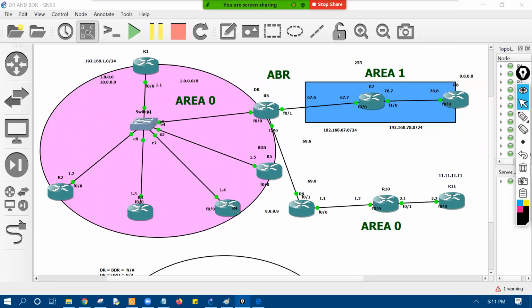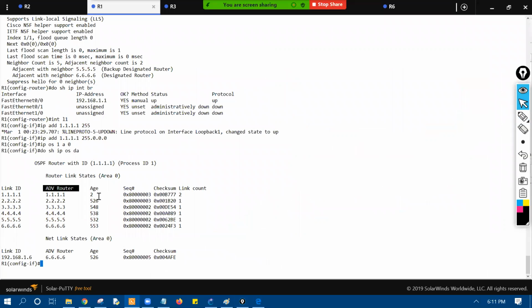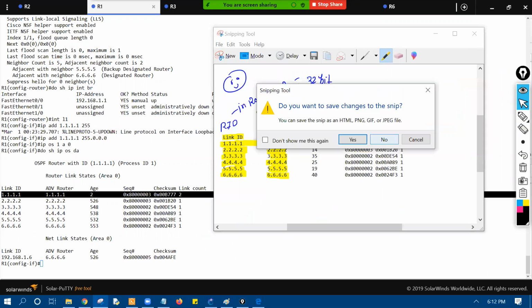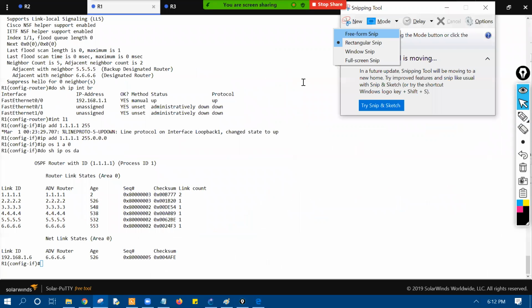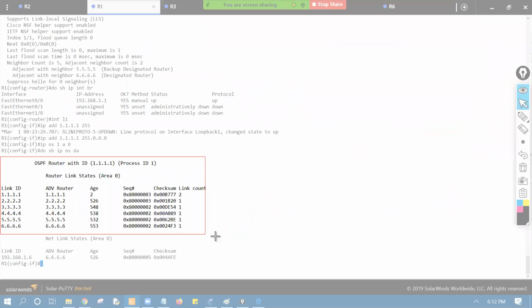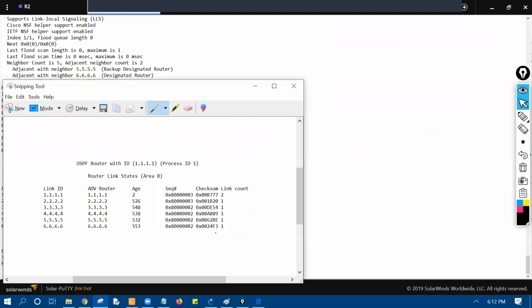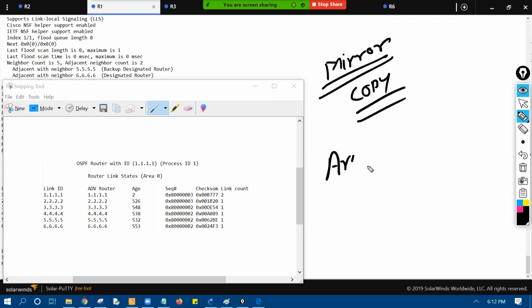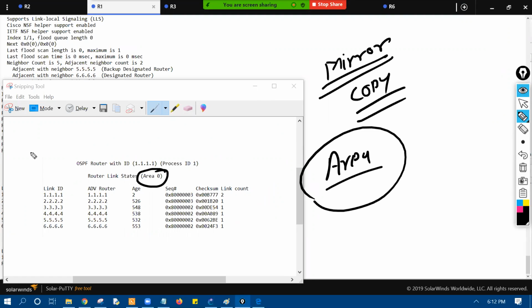Now, if you see this information right now, let me copy this information again. As I told you, this database table is seen on every router, right? This database table is seen the same on every router, like a mirror copy. The LSDB table will be seen on every router in your area. Within the area, whatever routers are present, they have the same information. So this is the R1 information.